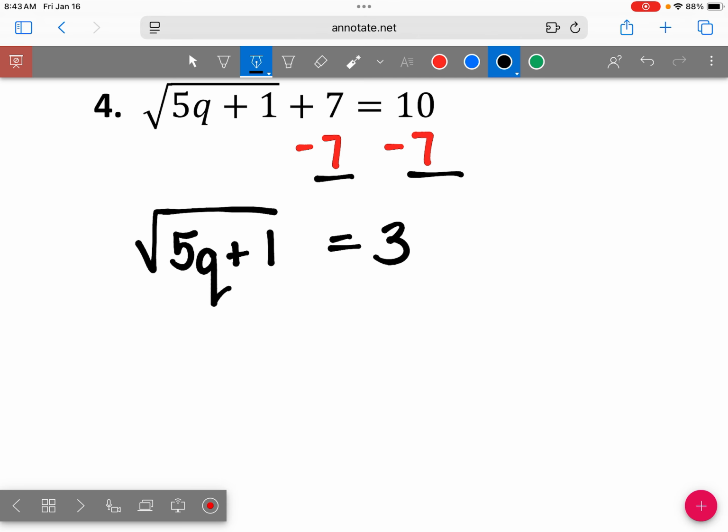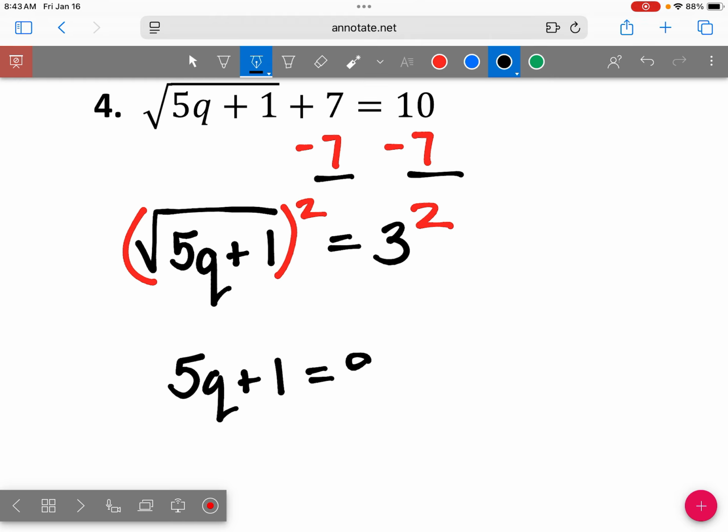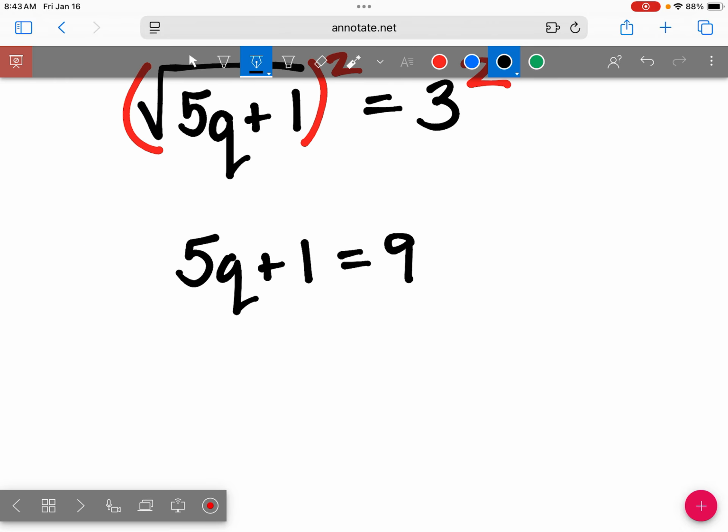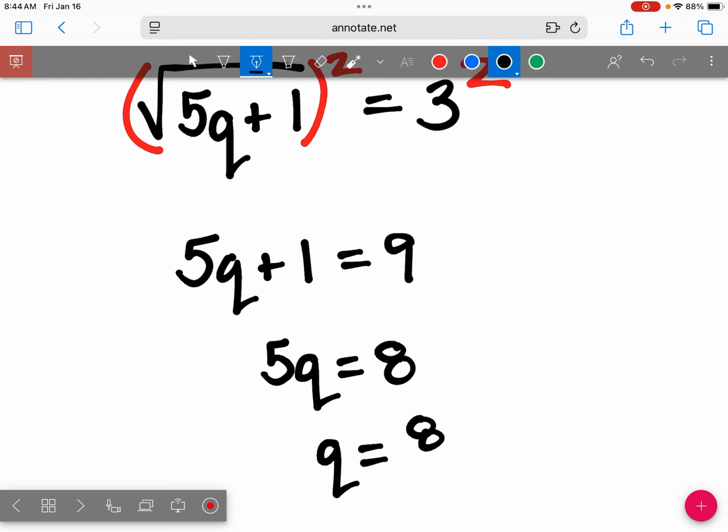Now, I can raise the roof. When you raise the roof, we're going to raise both sides to a power of 2. All that does is get rid of the roof. So I have 5q plus 1 equals 9. Again, our answer is going to be a fraction, and that's okay. Fractions need love too. They're people. We can't hate on them. So we're going to subtract the 1. Then I'm going to divide by 5. So my answer is q equals 8 over 5.